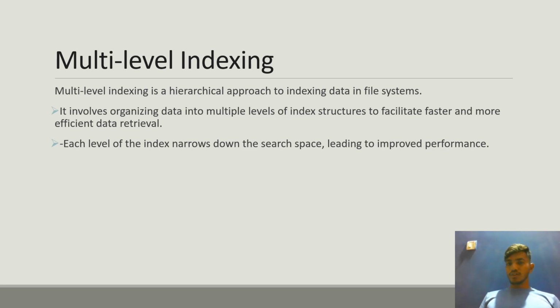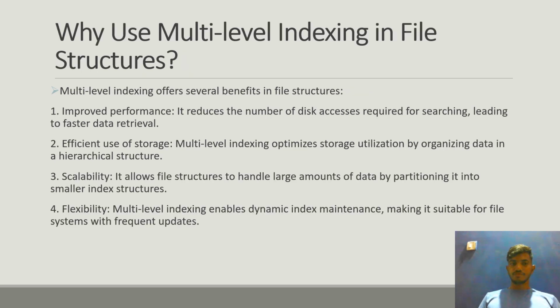Why are we introducing multi-level indexing? To facilitate faster retrieval. Whenever we want to fetch or retrieve data from the files, when we do indexing it will be very easy to fetch data faster and more effectively. Whatever data you need can be fetched faster than in the normal file structure. Each level of index narrows down the search space, leading to improved performance.